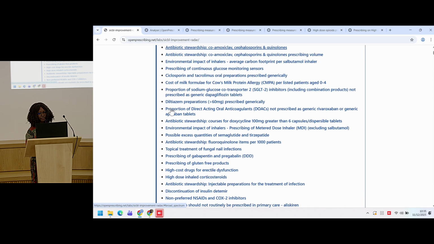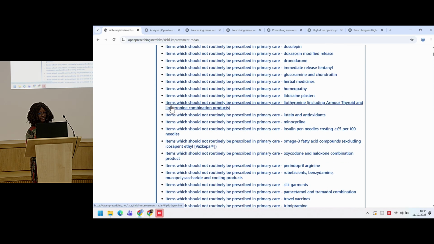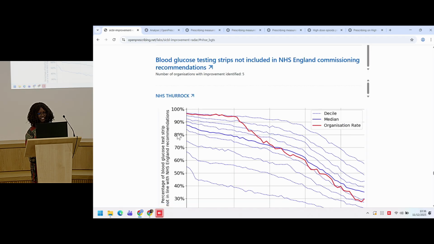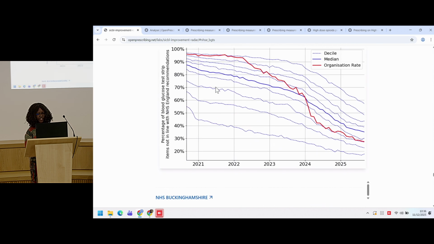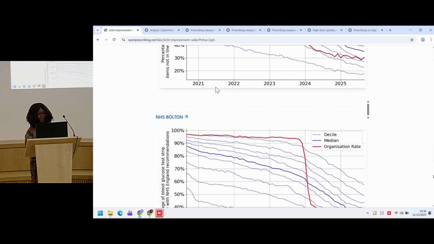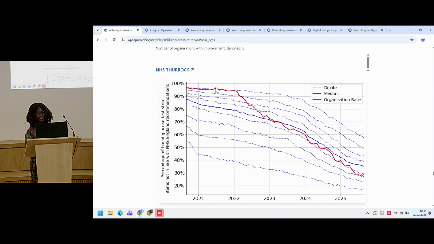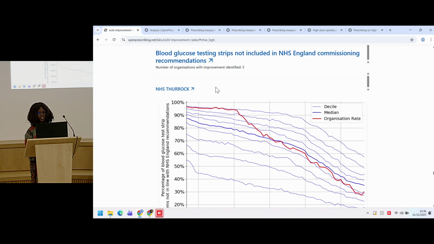You can browse through the measures to find any that's of interest to you. And for this particular demonstration, we'll look at blood glucose testing strips not included in NHS England commissioning recommendations. When you click on that, you can see the tool has identified 5 organizations which have had significant improvement. And you can just look through those to see which organizations they were. But something that's really interesting is the tool is able to detect very different types of changes, so changes done over a few years or even months.